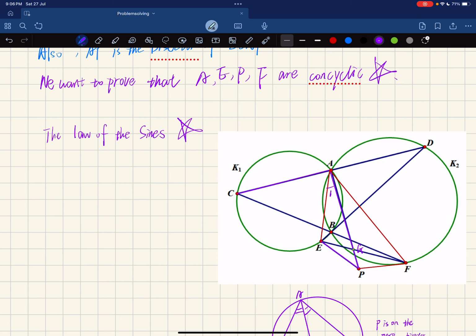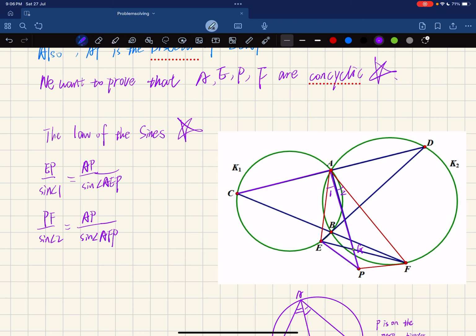If we denote this as angle 1 and this is angle 2, we can have EP over sine angle 1 equals to AP over sine angle AEP, right? And also, I wrote it wrong. It is EP. And here is PF over sine angle 2. It equals to AP over sine angle AFP.